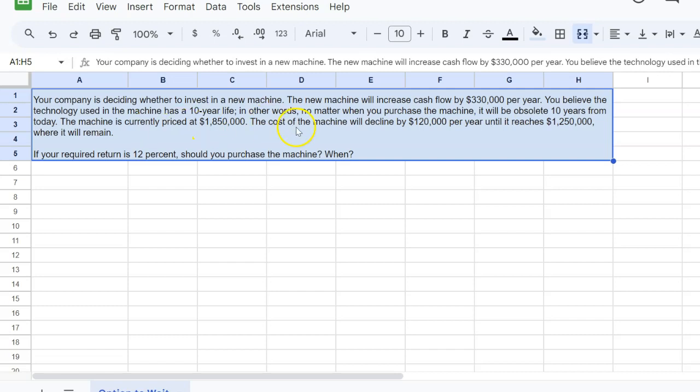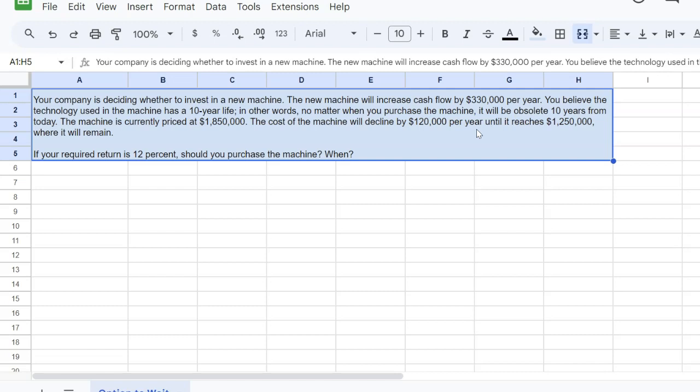Now it further says that the cost of the machine will decline by $120,000 per year. So this is important as well. You might be wondering, well, why would I want to wait to make the investment if I will have less and less time to use the technology? Well, because the trade-off is that every year the technology is getting cheaper.